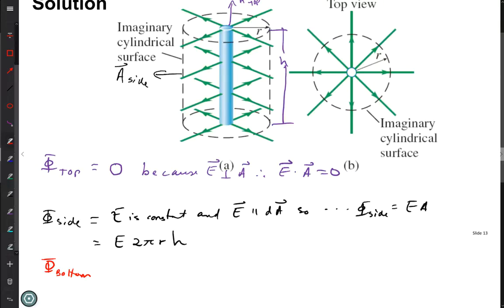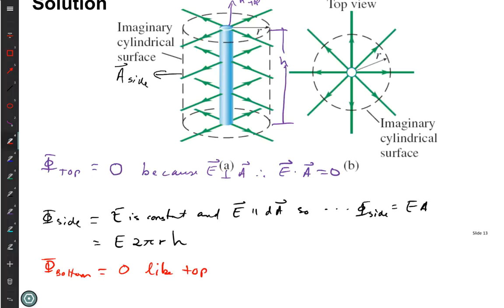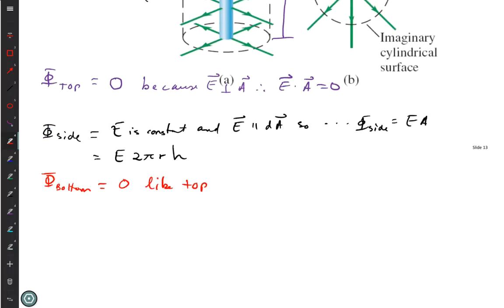Finally, the electric flux on the bottom. What's the electric flux on the bottom of my cylinder going to be? 0, like the top. There's no reason to repeat what I said on the top because it's the same situation. So now I've done the left side calculating the fluxes. I've done the right side calculating the charge enclosed. I set the two equal to each other and I can find the electric field. So apply Gauss's law.